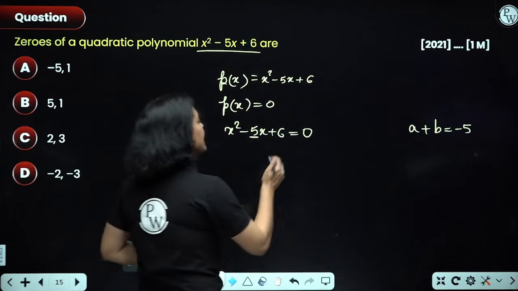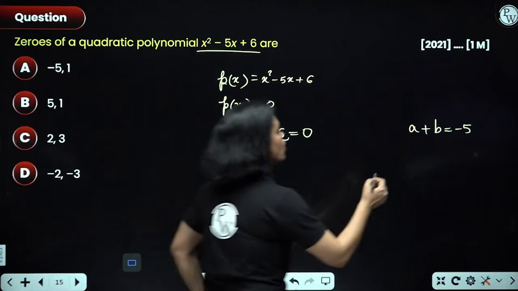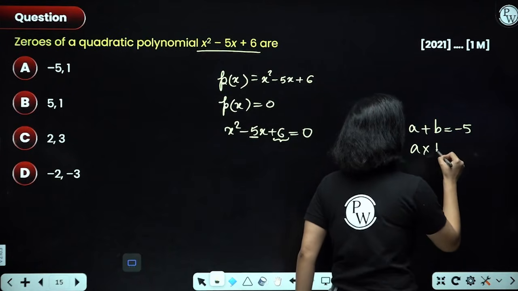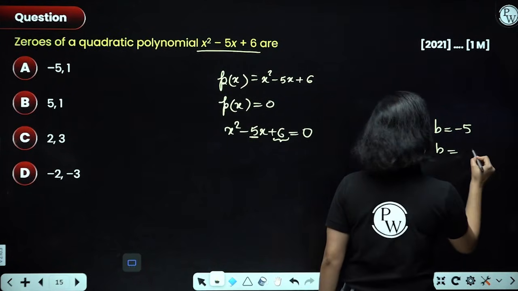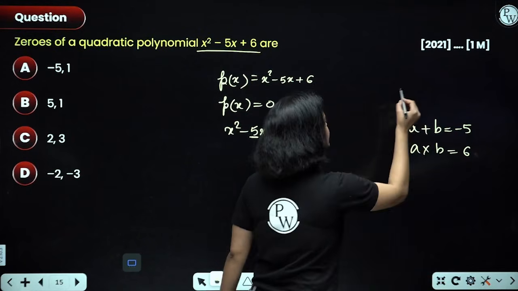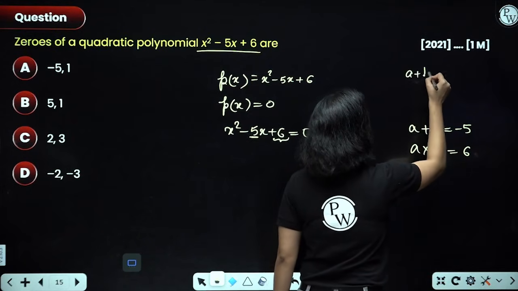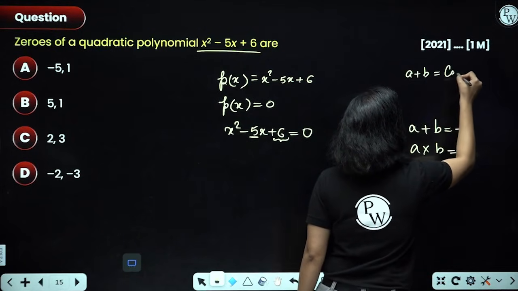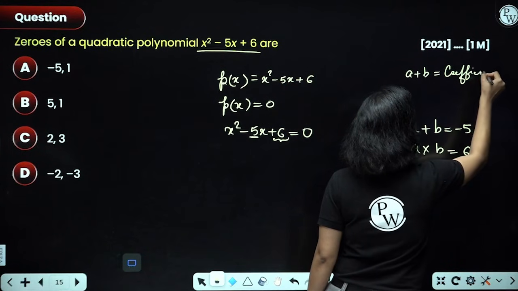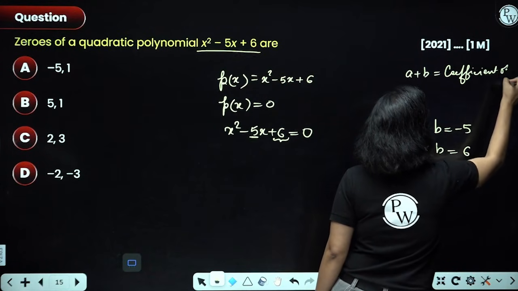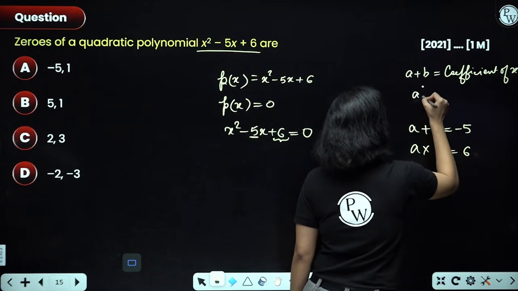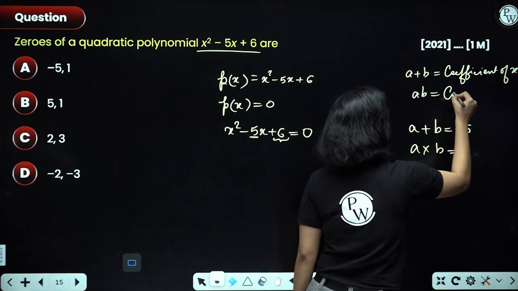Okay? Now, A into B should be equal to the constant. What is the constant? 6. Okay, so I'll write it here. A plus B should be equal to the coefficient of x, and A into B should be equal to the constant.